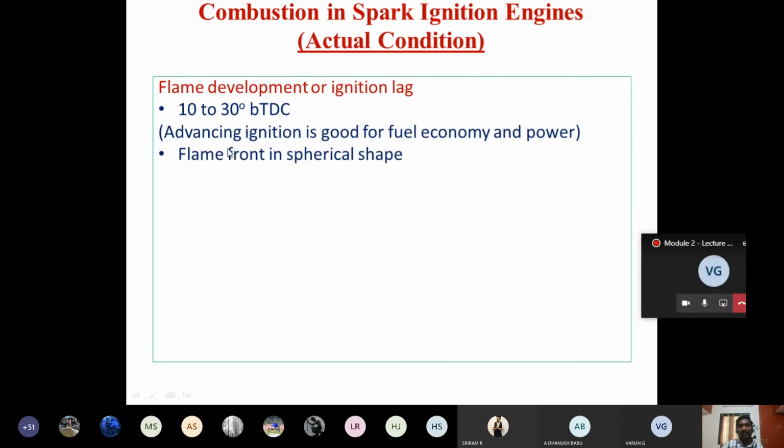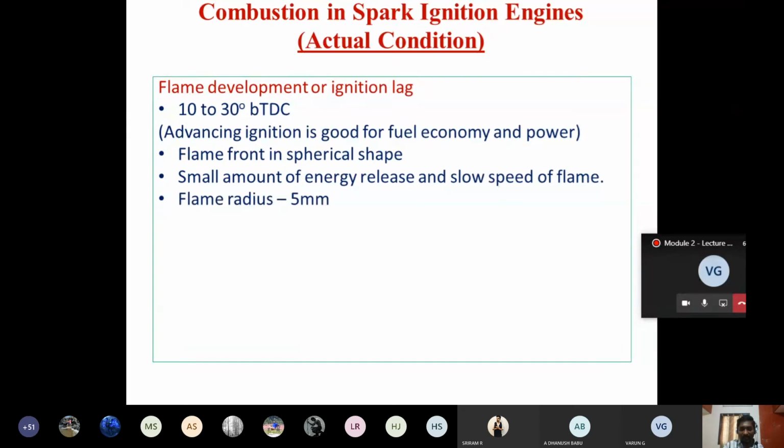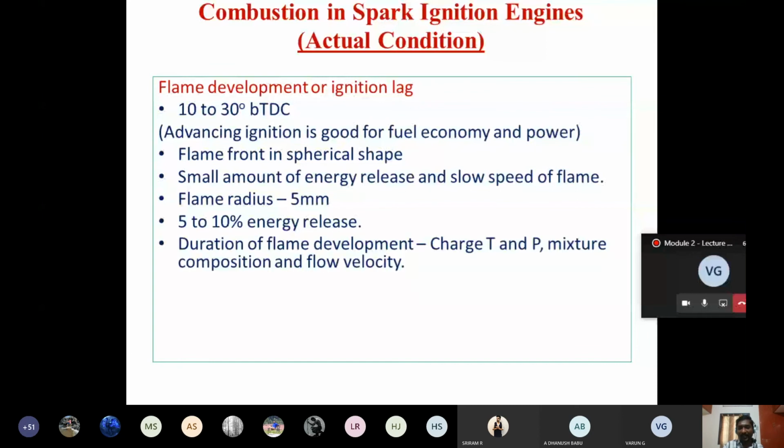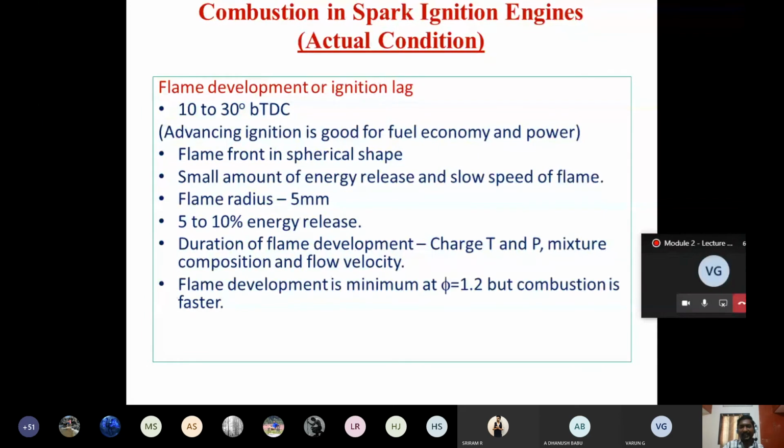When the flame is formed after introducing the spark, the flame front will be spherical in shape. During the flame development stage, the very first stage of combustion, the amount of heat released is very small and the flame radius is around 5 mm. Only 5 to 10% of the total energy released by combustion occurs during this first stage. The duration of flame development depends upon the temperature and pressure of the charged air fuel mixture, its composition, and the flame propagation velocity.